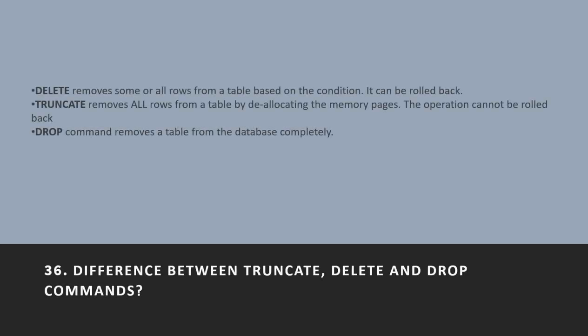Differences between truncate, delete, and drop commands. Delete removes some or all rows from the table based on the conditions, and it can be rolled back. Truncate removes all rows from the table by deallocating the memory pages. The operation cannot be rolled back. Drop command removes the table from the database completely and cannot be rolled back.